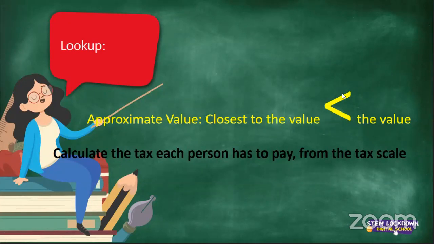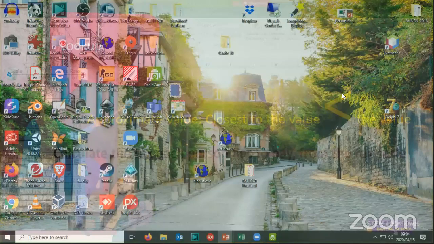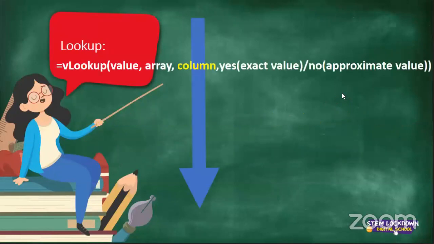Of course, I might have lost one or two of you at this particular stage because I'm kind of jumping around. Let me just go back to the previous slide that we've got there, the vLookup. I'm doing this part here. Yes. Do the exact value for me? No. Do the closest value.